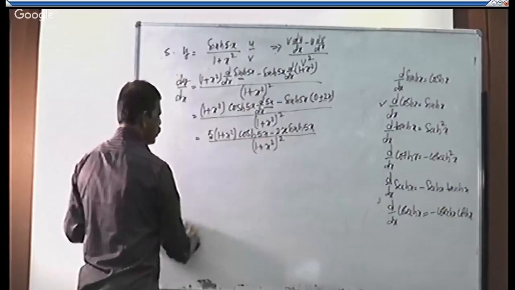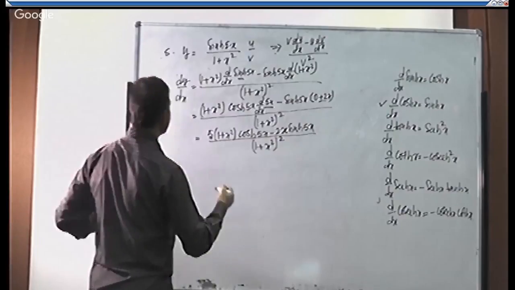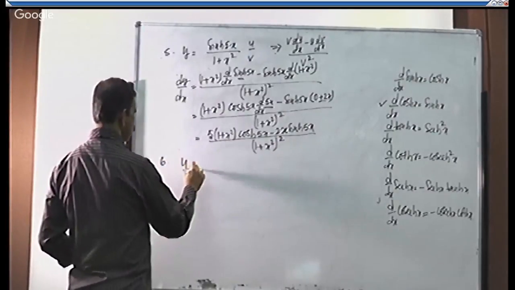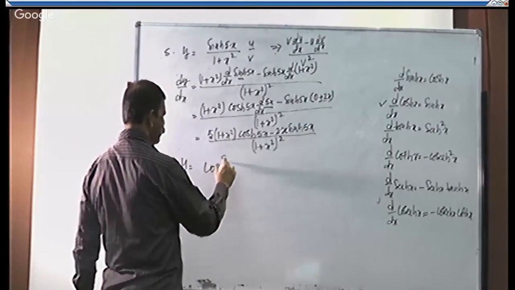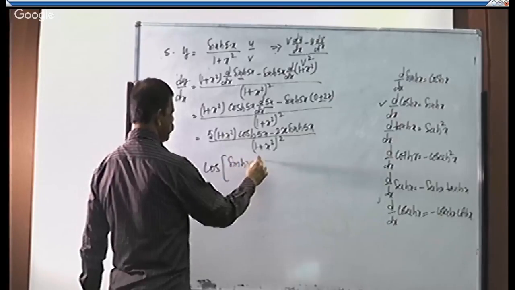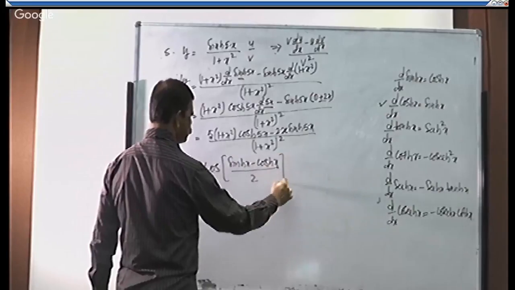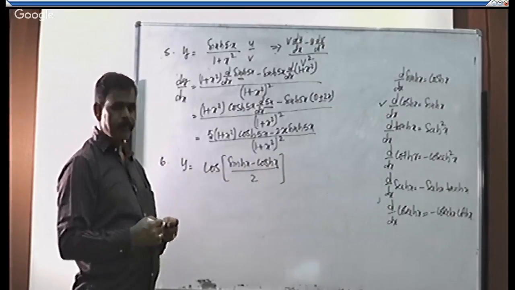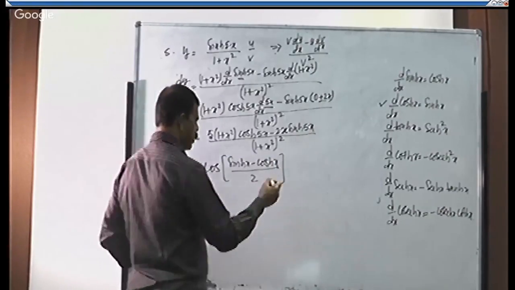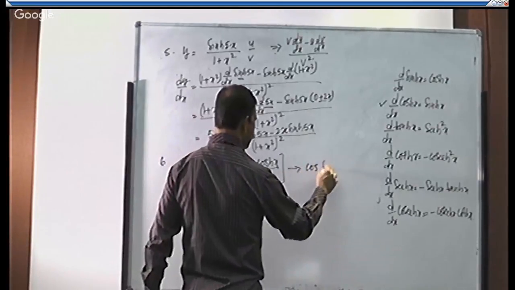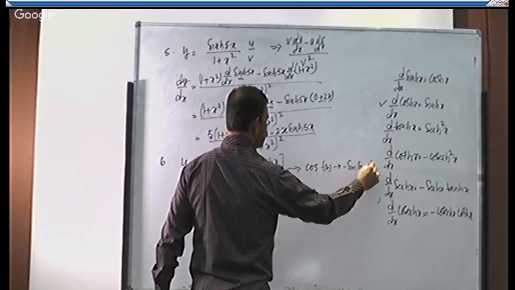Let us take 1 or 2 problems of chain rule. So we have applied in the above problems. Y is equal to cos of (sin hx minus cos hx) divided by 2. Find dy by dx. See this problem, it is cos of function, correct? We have to treat this as cos of function. What is differentiation of cos function? It is minus sin function into d by dx of function.